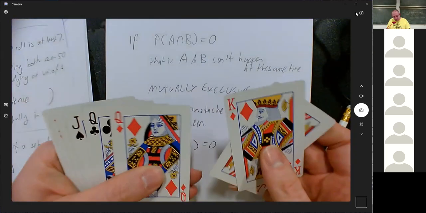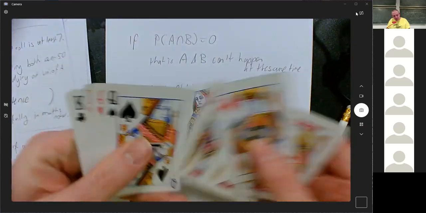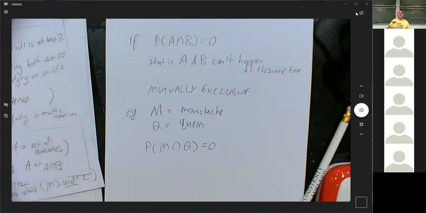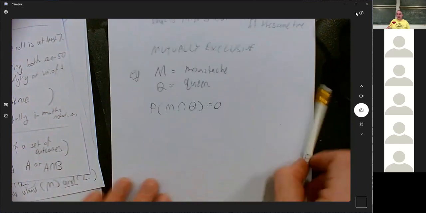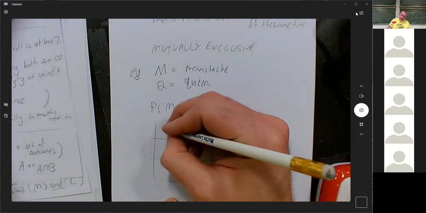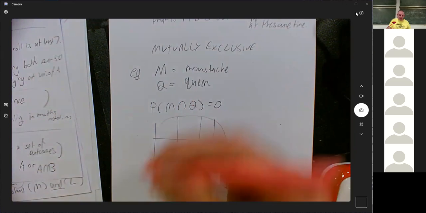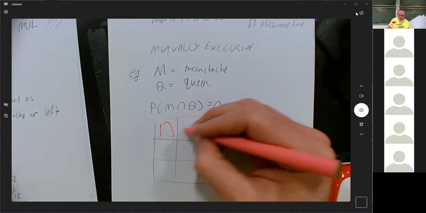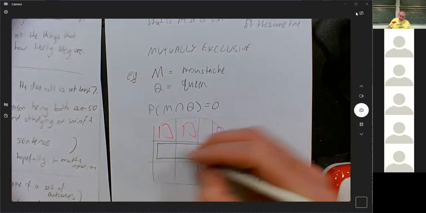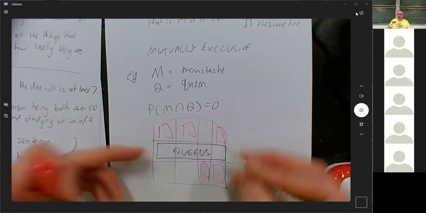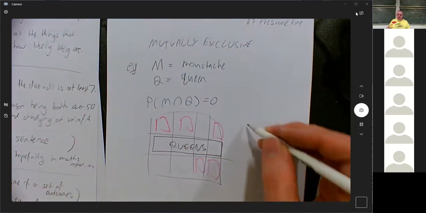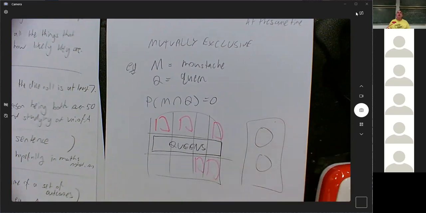Let me just check. No, no, no, no. Most of them have sour expressions, but they do not have moustaches. So we're all good with that. And so when you draw the picture of them in the deck, and you have all your moustaches, which were here, they're my moustaches, and they're my queens. They don't overlap at all. There's no options that are in both of them at the same time. And so that would be looking more like this in your Venn diagram.